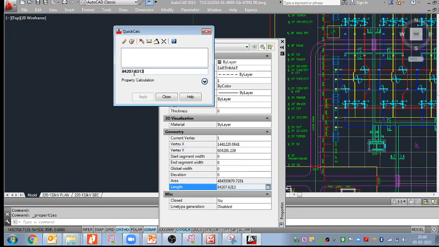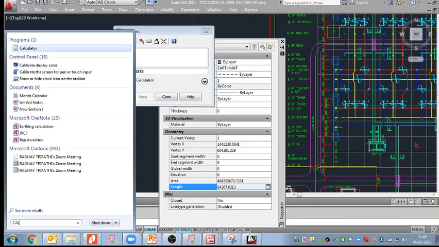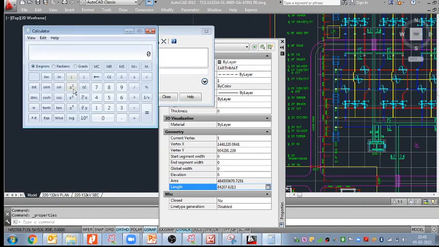84207 mm divided by 1000. So 84207, this is in the millimeter. Okay, so divide by 1000, right? We can say 84 meter. Am I correct? Because this drawing we made in mm.